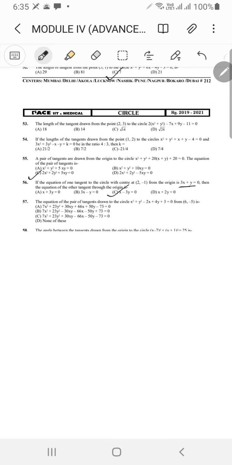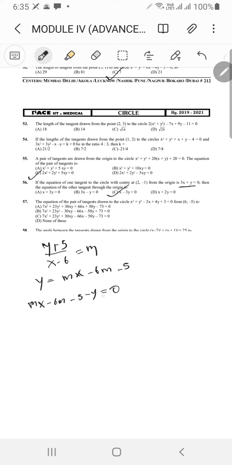Next question. The equation of the pair of tangents drawn to the circle from (6, -5) is... Okay, so now we have to do the whole thing. Okay, yeah, we'll just do this. So (y plus 5) upon (x minus 6) equal to m. So y equal to mx minus 6m minus 5, more like mx minus 6m minus 5 minus y is equal to 0. That's the equation of the tangent. Okay.